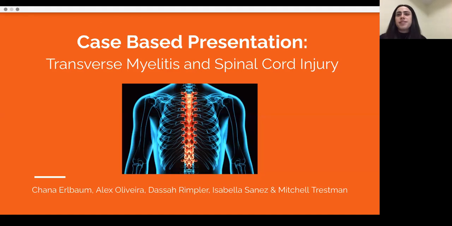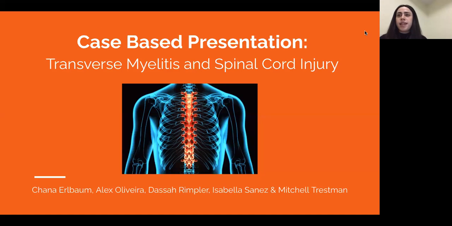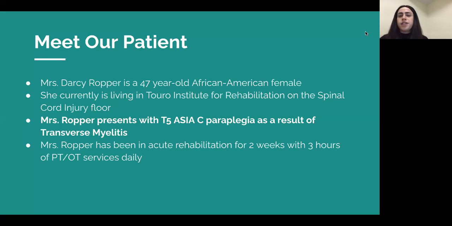Our case-based presentation is on transverse myelitis and spinal cord injury. Our patient is Mrs. Darcy Ropper. She is a 47-year-old African-American female. She currently is living in Touro Institute for Rehabilitation on the spinal cord injury floor. Mrs. Ropper presents with T5 Asia C paraplegia as a result of transverse myelitis. She has been in acute rehab for 2 weeks with 3 hours of PT and OT services daily.